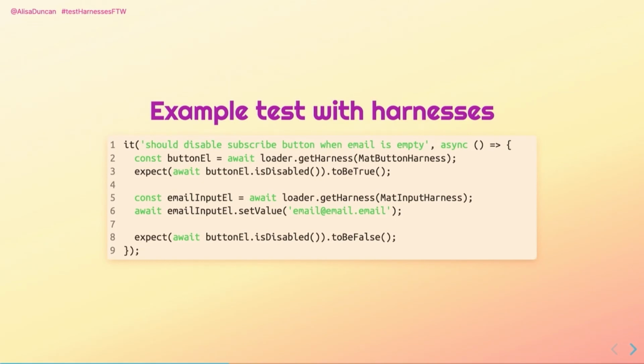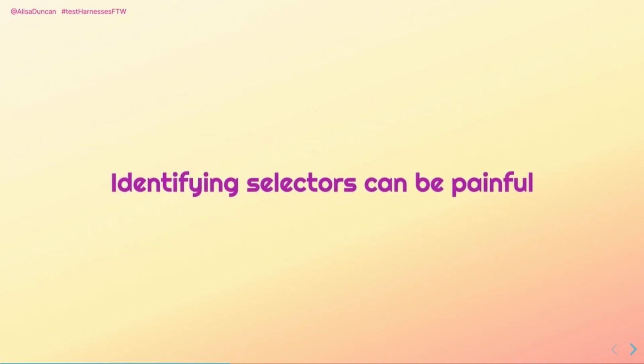We're able to tell at a glance what's going on with this test, and we're able to focus on the functionality that we want to verify. And identifying selectors can be painful without using harnesses. We didn't have this example necessarily in our previous test.